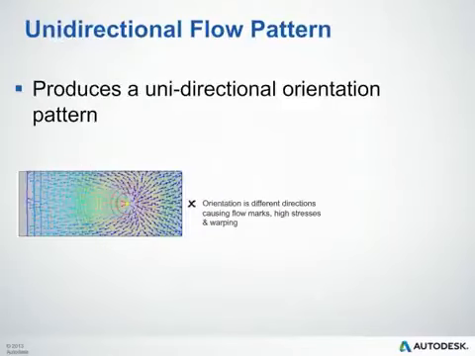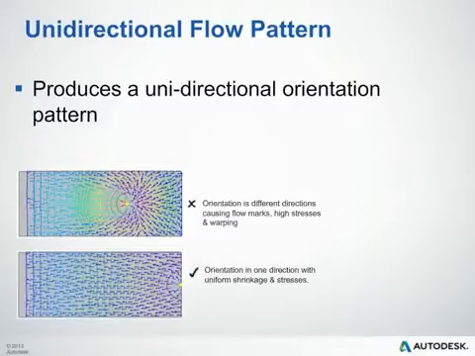The first design principle we have is to produce a unidirectional flow pattern when possible. When you do this, it also produces a unidirectional orientation within your part. So you can see our top image here. The orientation is different directions, causing flow marks, high stresses, and warpage. In our image below, the orientation is in one direction with uniform shrinkage and stresses throughout the part. Now naturally this is a flat plate, so it's easy to say with this component, but you can apply these principles to your parts as well.